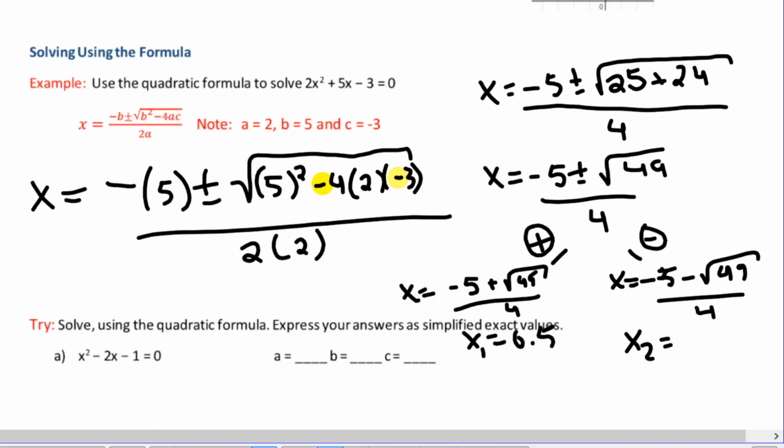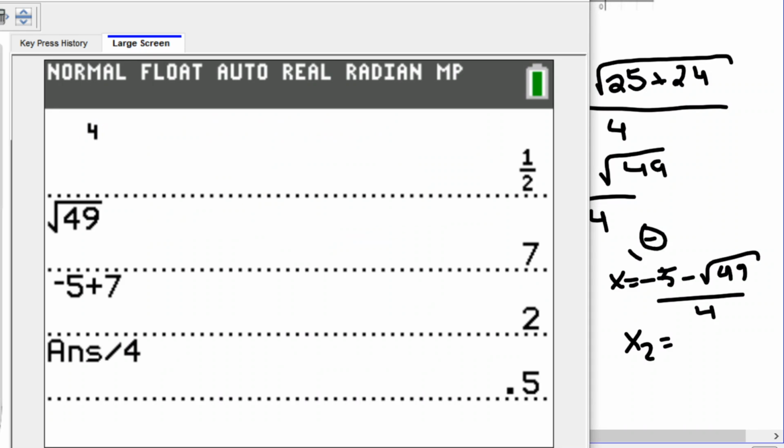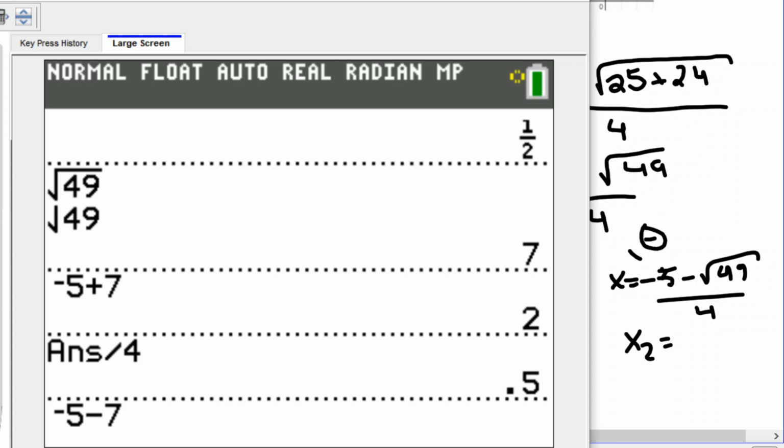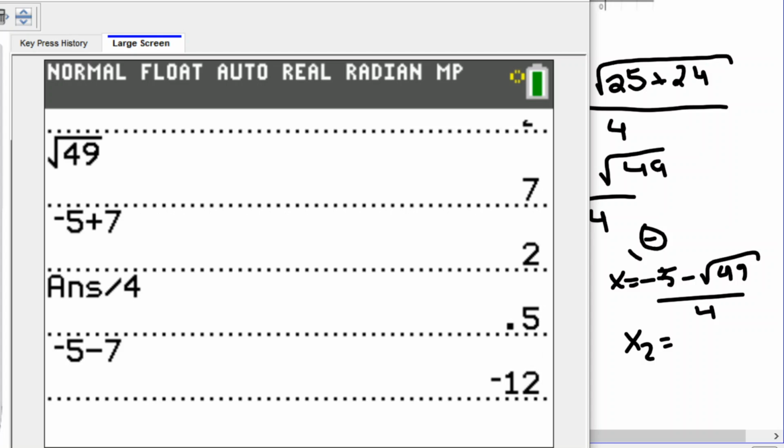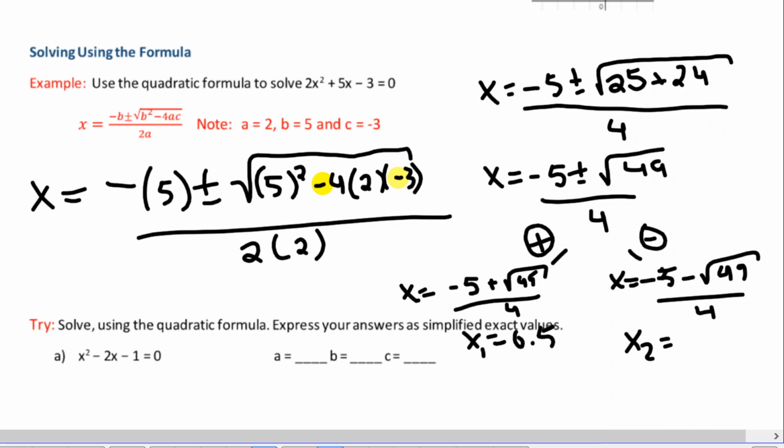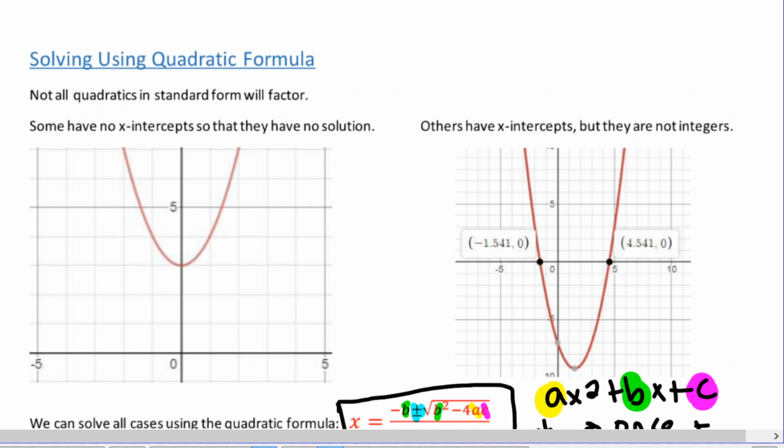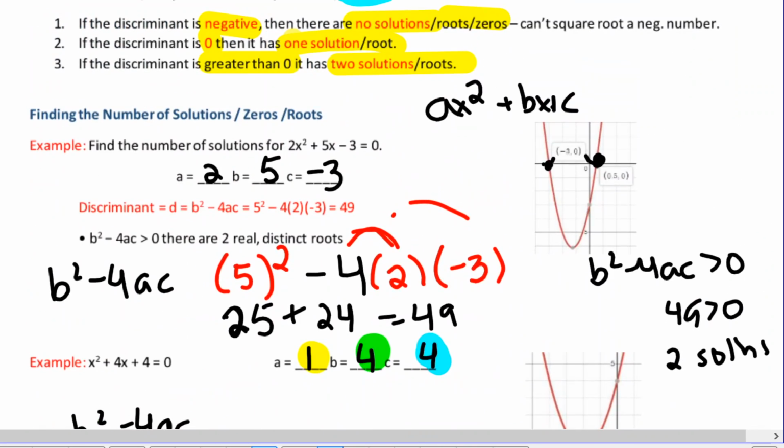And our second one, so I'm doing -5, and now it's minus root 49, so you might see that as -7 divided by 4. My second solution is -3. And if I go back quickly, I look at what the graph of this looked like, 2x squared plus 5x minus 3. Notice I have a solution at -3. I have an x-intercept at -3, and I have an x-intercept at positive 0.5. So I can find those now in 3 different ways.